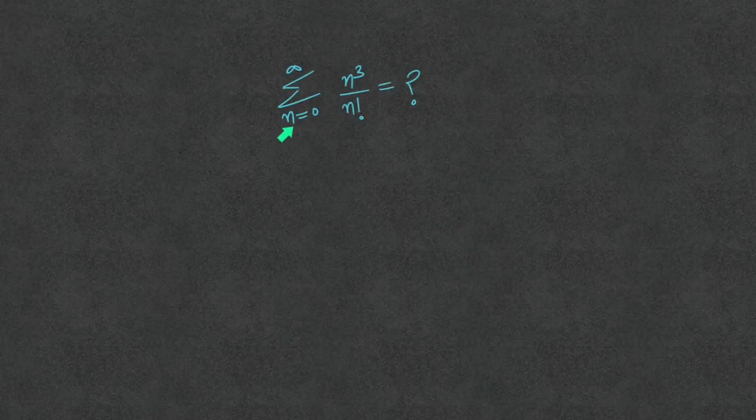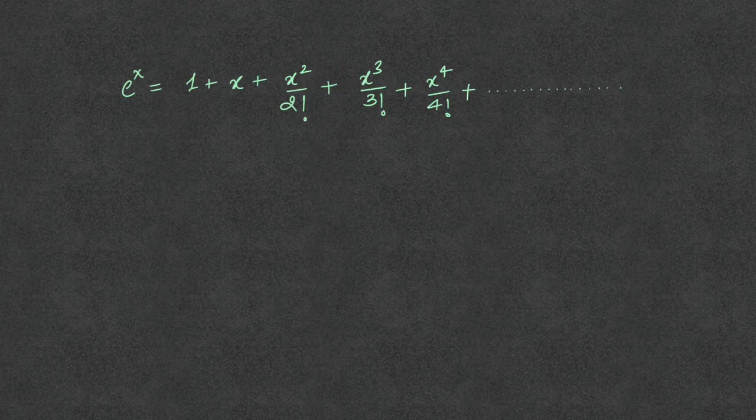Evaluate the summation, n starts from 0 to infinity, n cube upon n factorial. First of all, we know the expansion of e to the power x, which is 1 plus x square by 2 factorial plus x cube by 3 factorial plus x power 4 upon 4 factorial and so on up to infinity. First step, we'll try to differentiate this expression.